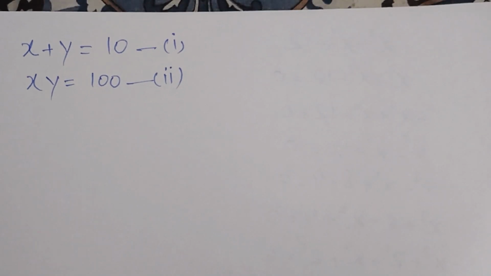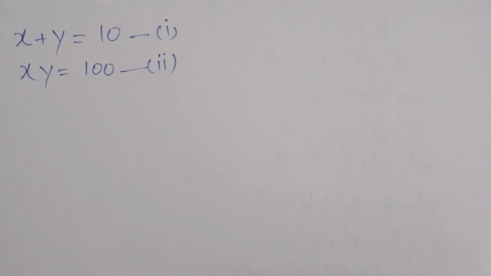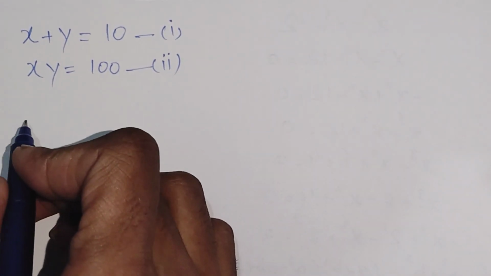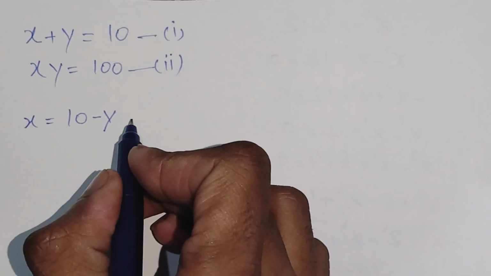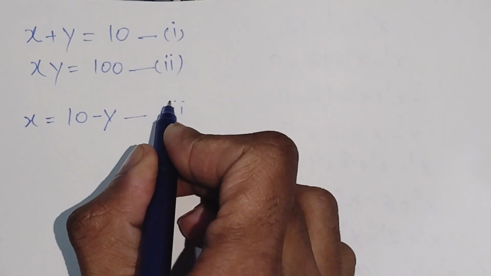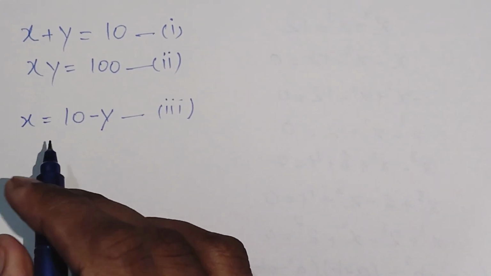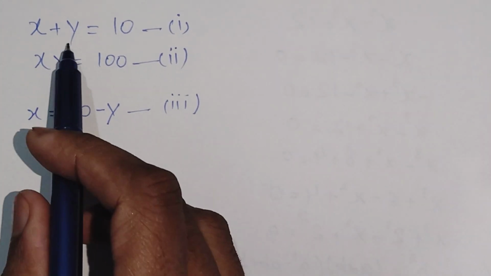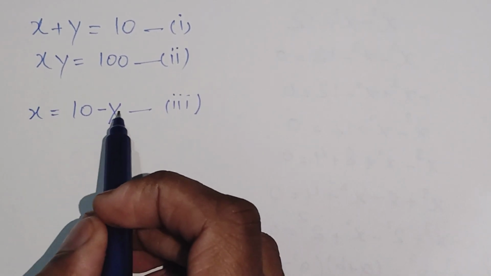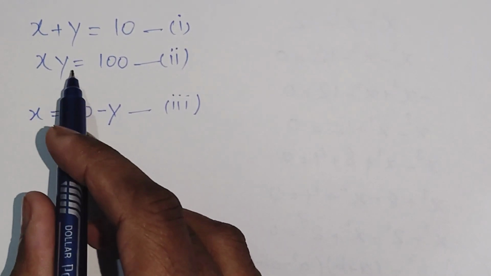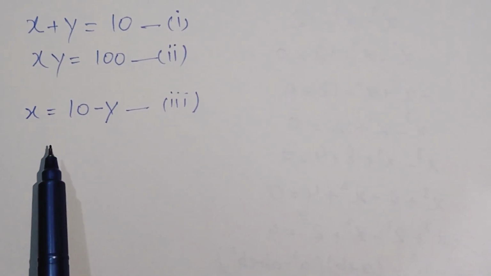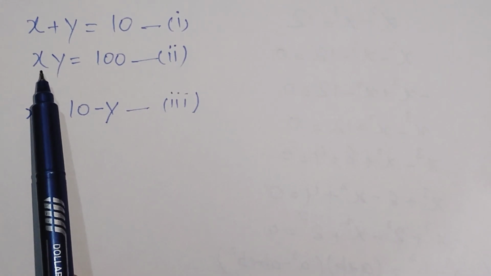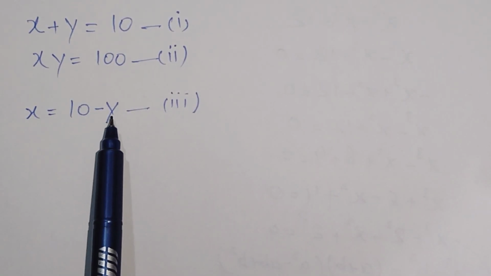So we will start solving this question. We can write our first equation as x equals 10 minus y. So we can write it as the third equation. We subtract y on both sides, so we get x equals 10 minus y. We will put this value of x in our second equation, or we can rearrange the second equation to put the value of y here.